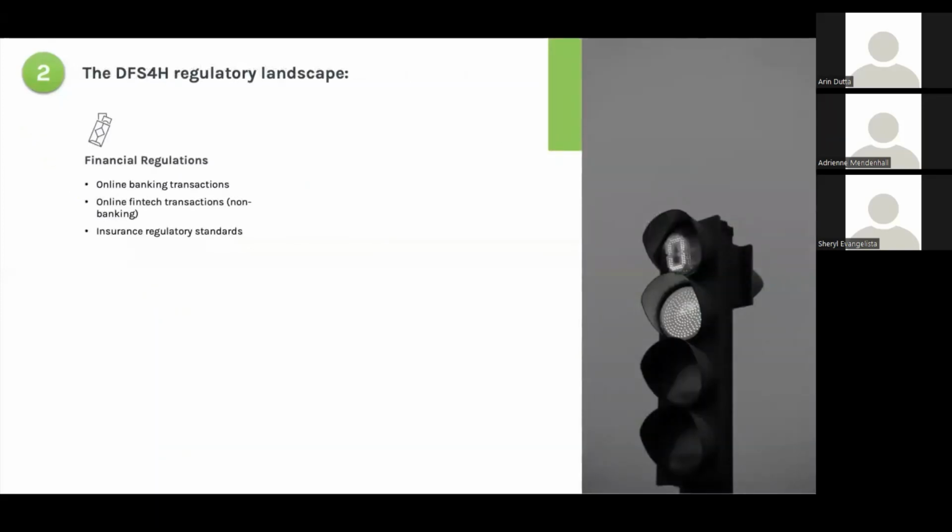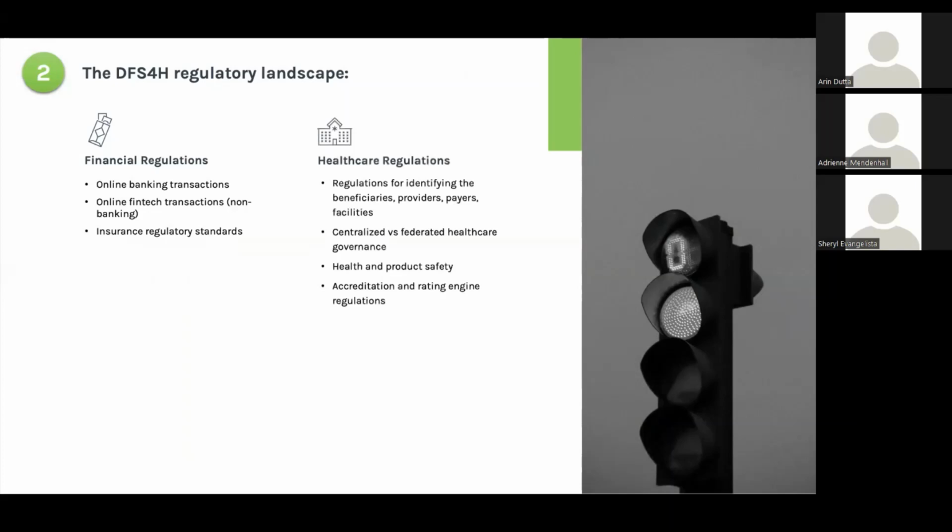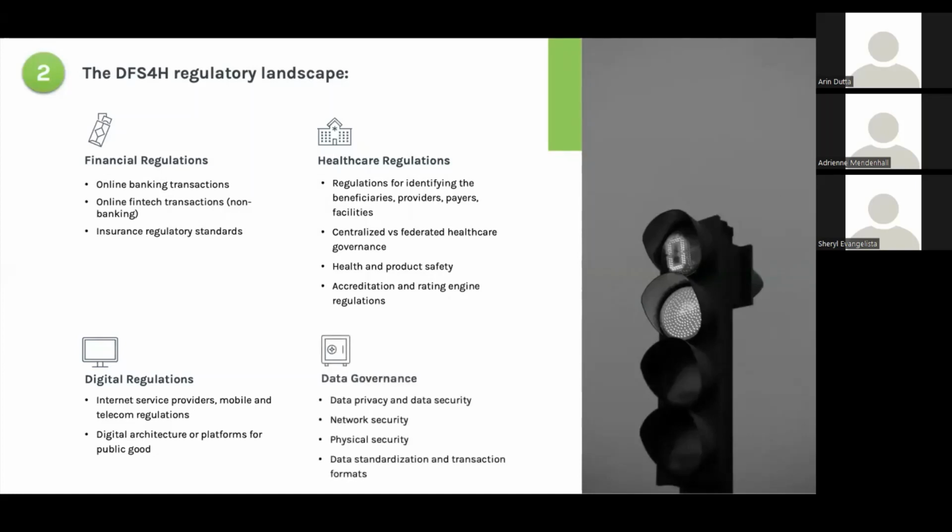So some of the regulations that we want to consider are the financial regulations, of course. We're seeing some countries moving towards online banking standards, and also what are the insurance regulations. For healthcare, what is the healthcare system, and what are the different regulations around the use of data, digital regulations on whether it is ICT connectivity or architecture, and then also data governance. This is very, very important. And for a lot of these solutions, they have to trust that data governance is in place.